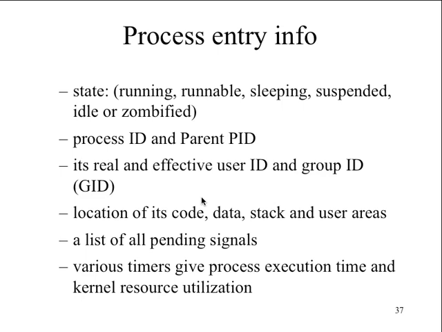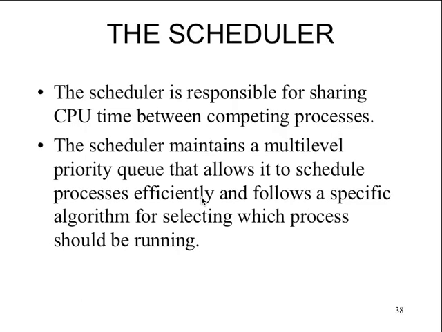So the real or effective user ID and group ID are also associated with the process, as well as the location of its code, the location of the memory, any pending signals, any signals that it's generating, and various timers that might be associated with it. So here's the scheduler that I keep talking about. When we build Unix, we build a Unix scheduler. The scheduler is responsible for sharing the CPU time between all of the competing processes. Because, again, only one command at one time can actually be run. So we have to have some scheme to schedule all of these different processes.